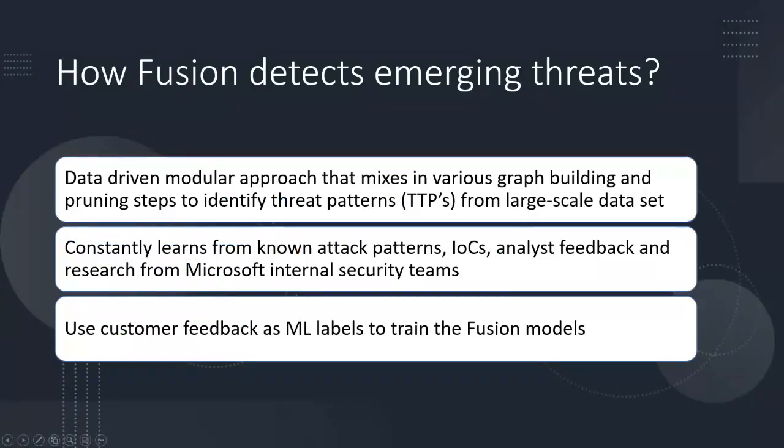As Christopher mentioned earlier, Fusion uses graph-powered machine learning for detecting multi-stage attacks. This new capability is an extension of the existing Fusion platform. The new set of ML algorithms processes large-scale data sets and identifies threat patterns through graph building and multiple pruning steps. The algorithm also constantly learns from known attack patterns, IOCs, analyst feedback, and the research from Microsoft internal security teams.